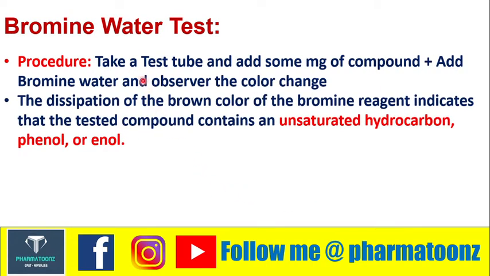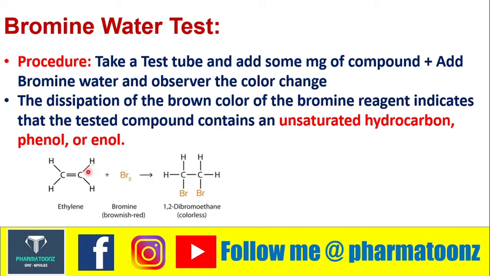In the procedure, you have to take a test tube, add some milligrams of the organic compound, add bromine water and observe the color change. If the bromine water color disappears, that means your compound is an unsaturated hydrocarbon, or a phenol or enolic compound containing a double bond. So these are the reactions for the bromine water test.